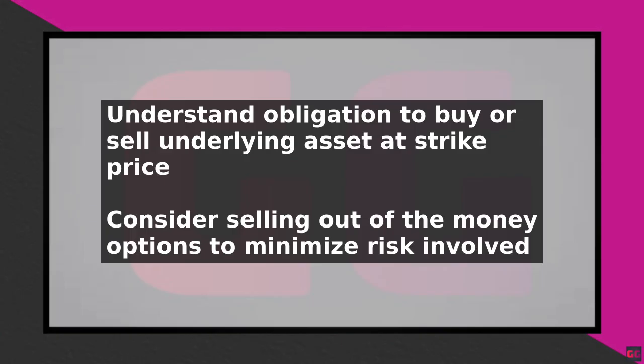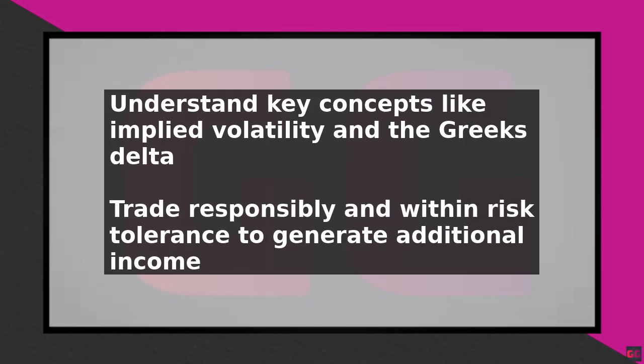A key concept to understand when selling options is implied volatility, which affects the premium of the option. Higher implied volatility results in higher option premiums, while lower volatility results in lower premiums. To minimize risk when selling options, consider selling options that are out of the money, as these have a lower probability of being exercised. Additionally, selling options with a shorter expiration date can also reduce risk, as there is less time for the underlying asset to move against you.